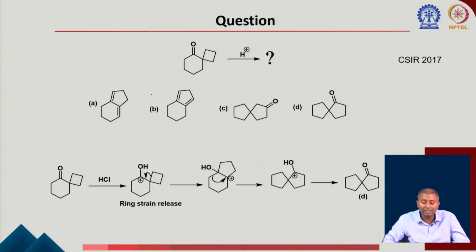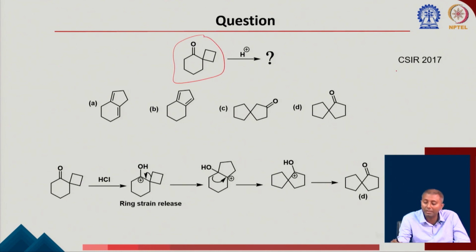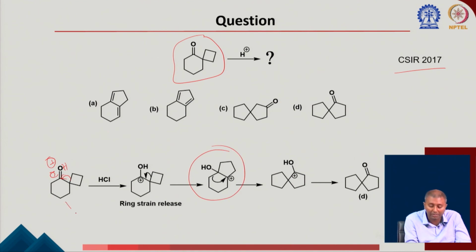So now we have another example here. If you take this compound and then put H plus, what is going to happen? This came in the NET 2017. So here, what is going to happen? Once you add H plus, again you can see the first thing that happens is a ring expansion to neutralize it. So you end up making some sort of species here.